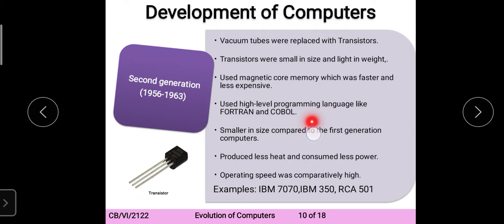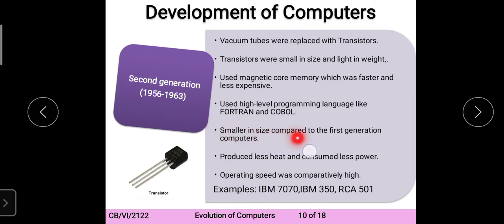Have you heard of any language that you have learned, or can you name any? Okay, in class 6 you have to learn about one language, HTML, used to create websites and web pages. Here the high level programming languages are mentioned. Fortran and COBOL are other languages used for development.